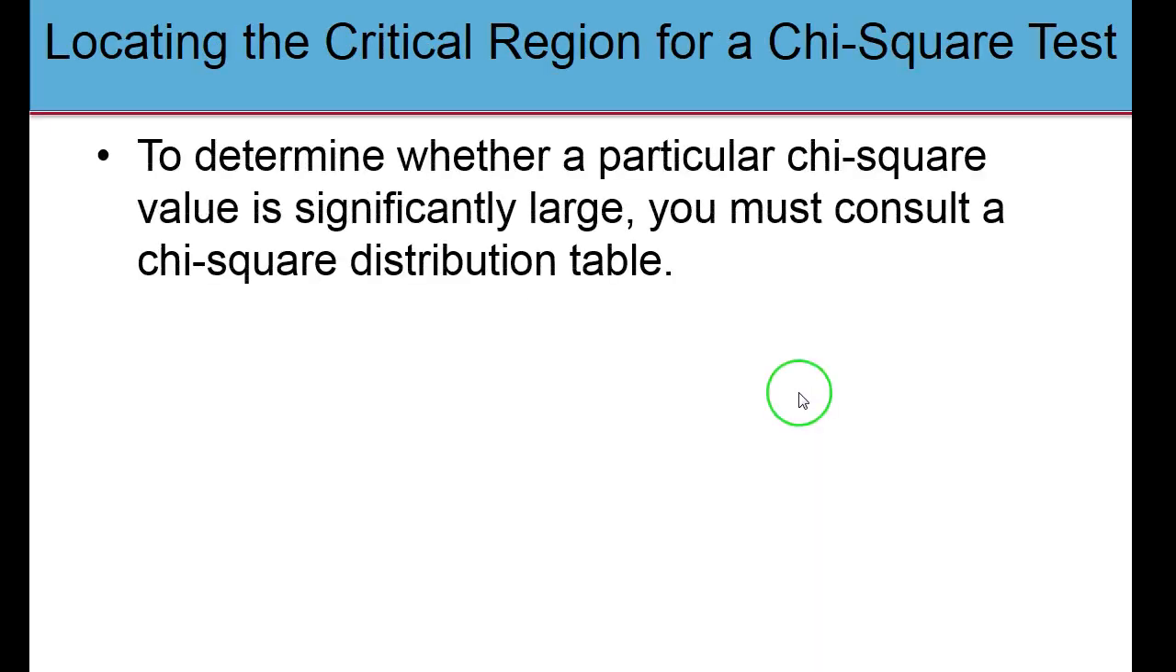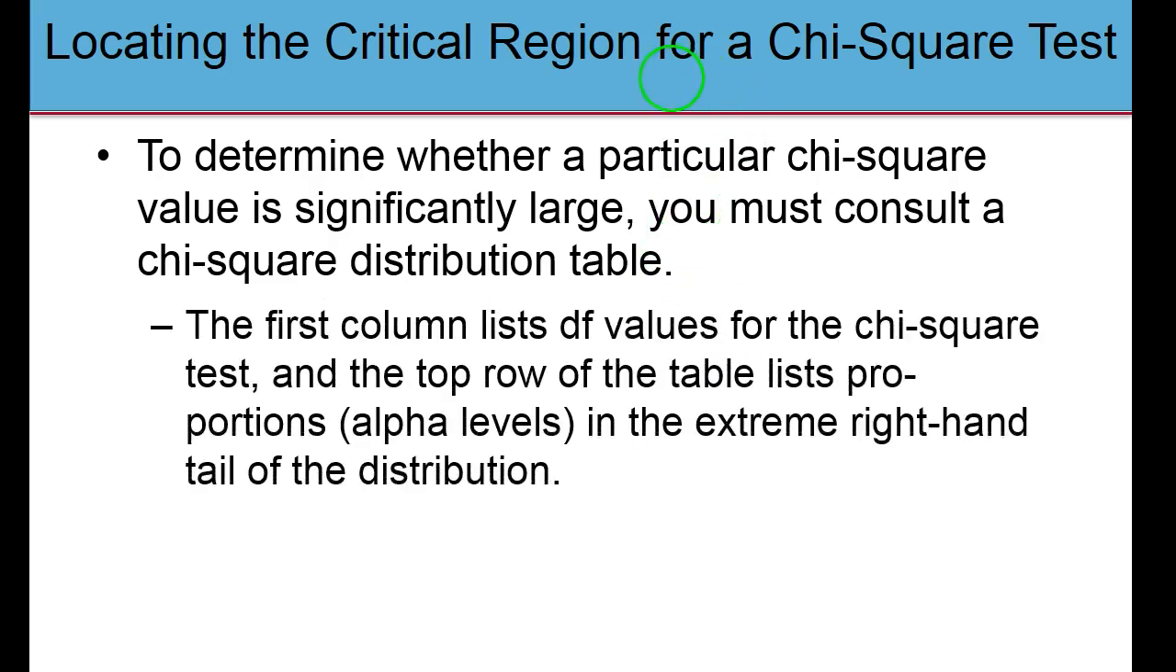All right, how do you find the critical region for a chi-square test? Well, you normally look at a chi-square distribution table. I say normally, but when I start thinking about it, I hesitated because normally you're conducting this on SPSS, chances are. So if you are doing this by hand, you would be consulting the chi-square distribution table.